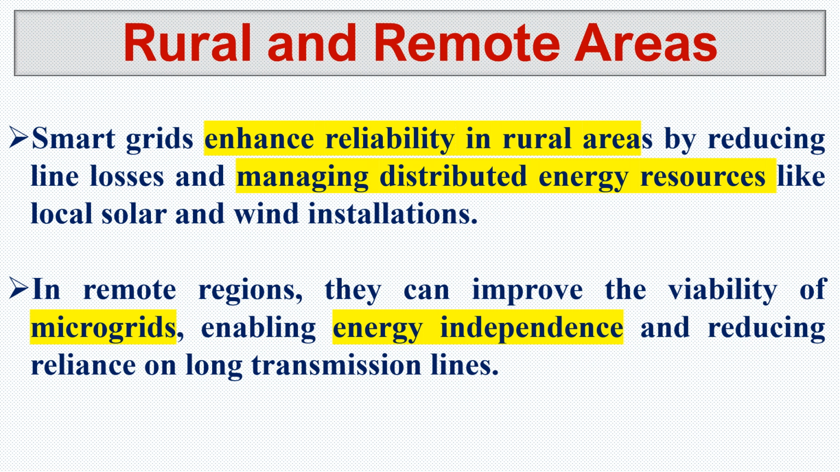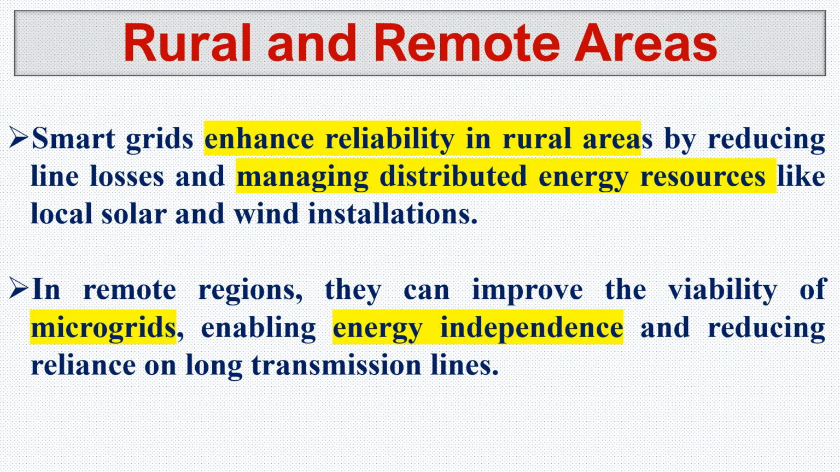Okay, smart grids enhance rural and remote areas. Talking about rural and remote areas, smart grids enhance reliability in rural areas by reducing line losses and managing distributed energy resources like local solar and wind turbines. We know that line losses are a big problem in transmission and distribution. If we have a smart grid, it better manages reliability by reducing the line losses. And we can also integrate solar and wind power generation. Those renewable power generation sources are called distributed energy resources, DER.